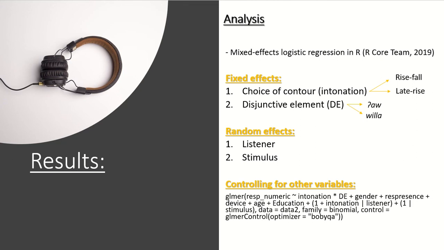In the analysis, we used mixed effects logistic regression in R. The fixed effects were the choice of contour and disjunctive elements, and the random effects were the listener and the stimulus. We also controlled for other variables like gender, whether the researcher was present or not at the time of the experiment, age, education.